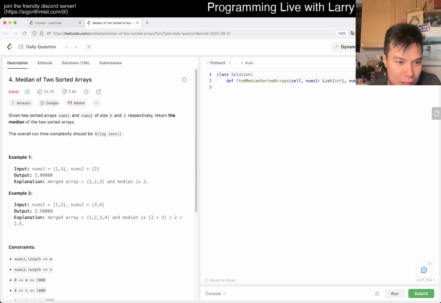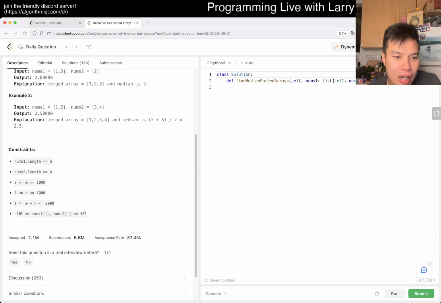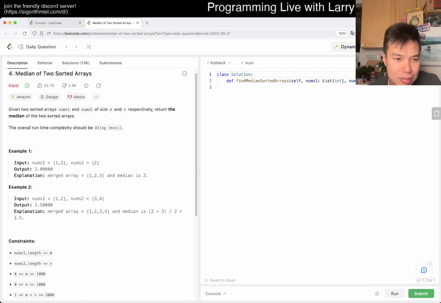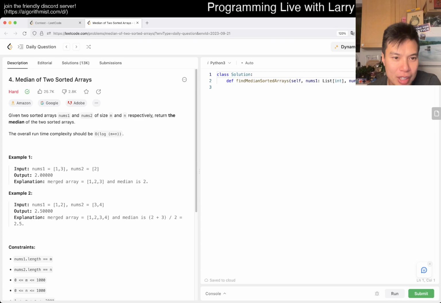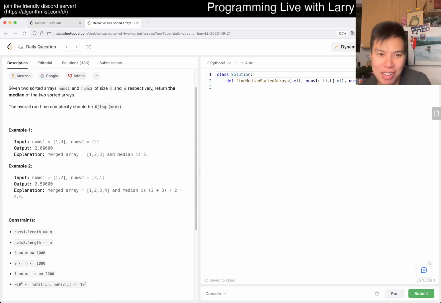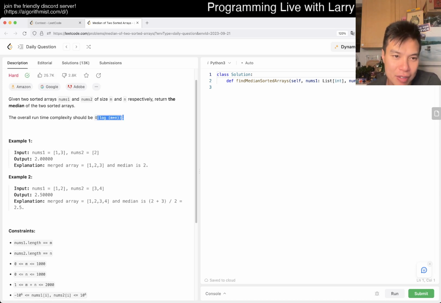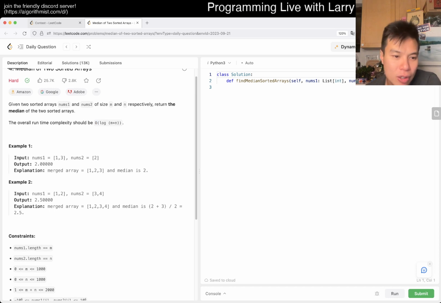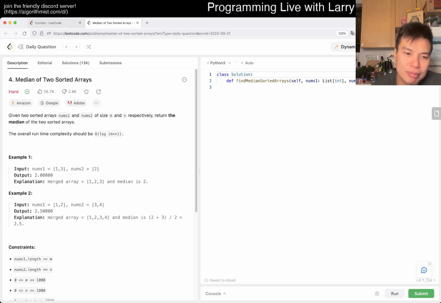All right, so we're trying to find the median of two arrays. Of course, if you just combine them and sort, that is going to be way too long. That's already m plus n log of m plus n or something like this, right? And you're trying to get this in log of m plus n time.